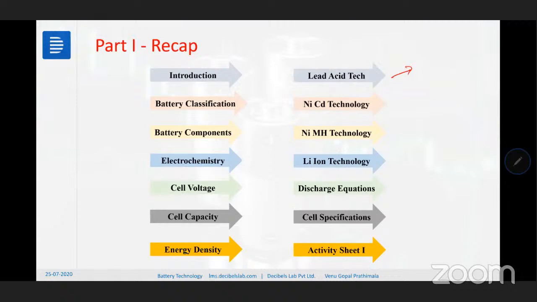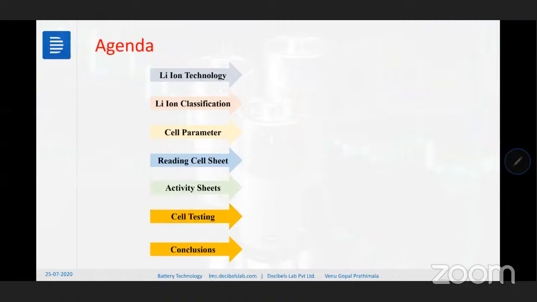So coming to today's agenda, it is something like this. We'll start again where we left off. We stopped in the last session at the activity sheet, so we'll continue with the same activity sheet so that it gives you a recap of the formulas that we used in the previous session. Then I'll start with the classification of lithium ion cells based on their cathode materials and anode materials.